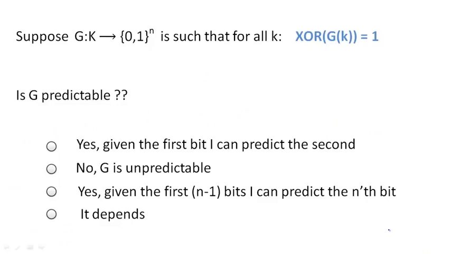Okay, so let's look at some examples. Here's a silly example. Suppose I give you a generator and I ask you, is it predictable? Well, this generator happens to have the property that if I XOR all the bits of the output, I always get 1. So bit number 1 XOR bit number 2 XOR bit number 3, and so on. If I XOR all those bits, I get 1. Is that a predictable generator? I hope everybody answered yes. Given the first n minus 1 bits of the output, I can predict the nth bit, because it would just be the bit needed to make the XOR of all the bits be 1. In other words, if I give you all but one of the bits of the generator, you can predict the last bit.